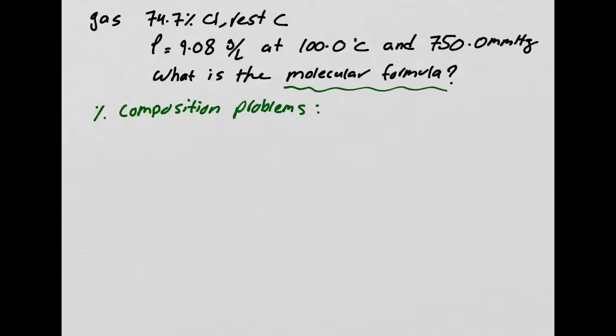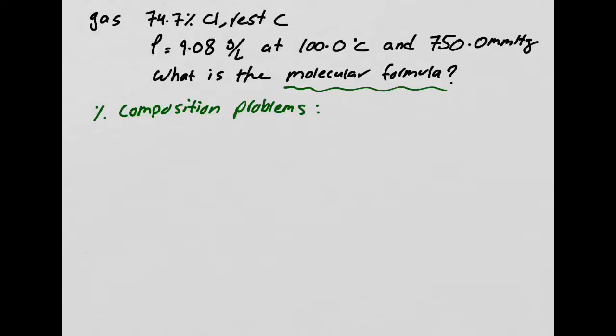Definitely review that. If you remember, in a percent composition problem you have a percent elemental composition, which I have right here. I have a gas with some formula, I don't know what the formula is, it's 74.7% Cl and the rest is carbon. So with the percent elemental composition, I can figure out the molecular formula, how many Cl and how many carbon.